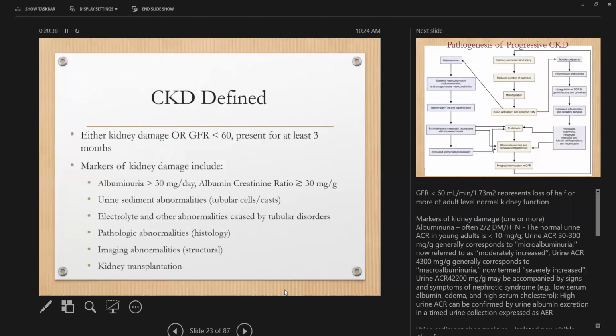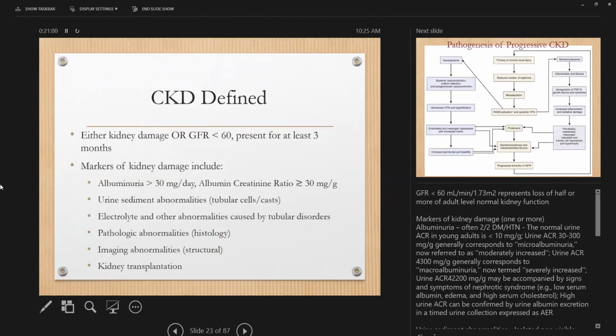Yes. 59 is under 60. Yes, it's underneath it. So you can't say, well, it's just one under. It's under 60. Something's going on. We look at other things too. We look at that GFR, it's the first thing we're going to be looking at, but there are some other markers that we look at also.